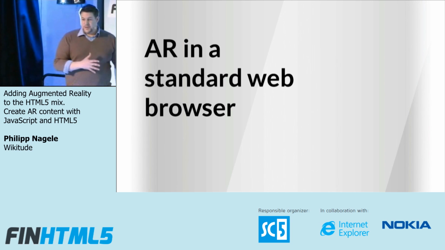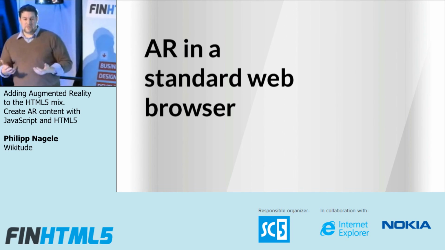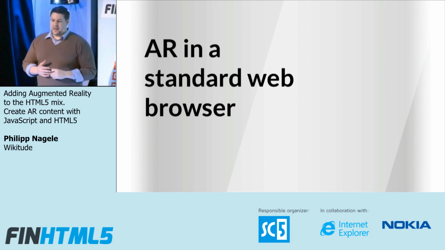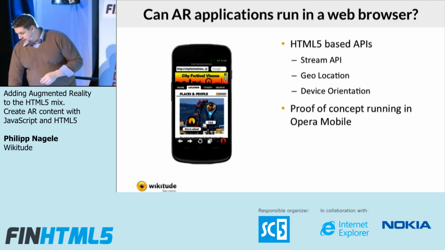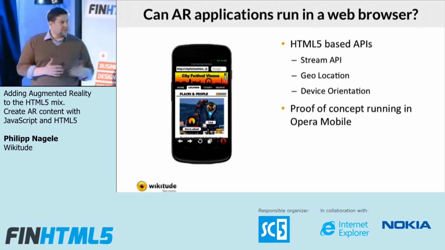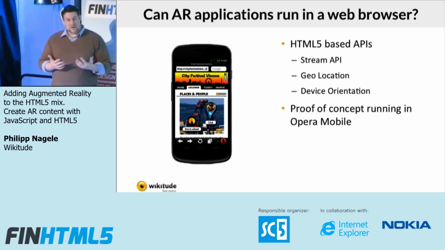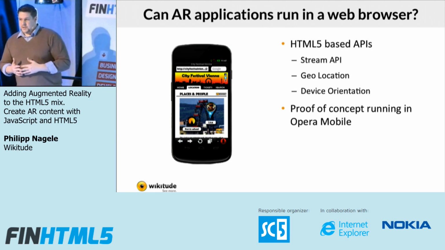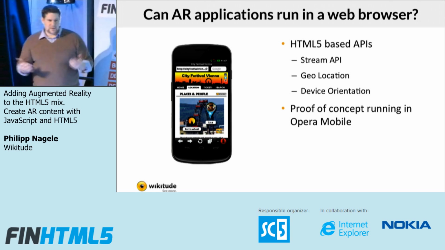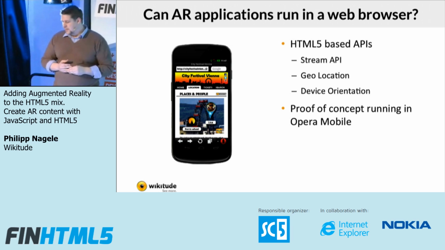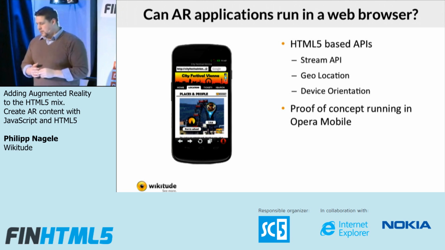As I said, the question now is, if it's already based on HTML5 and JavaScript, can that run in a mobile web browser? And the answer is yes, and the answer is no. No, because we're not there yet. In terms of standardization, HTML5 would be enough for us to create an AR scene. We do need the Stream API for capturing the real-time camera image. We need the geolocation API, obviously, for getting the actual position of the user. And we need the device orientation API for being able to tell where the user is looking.